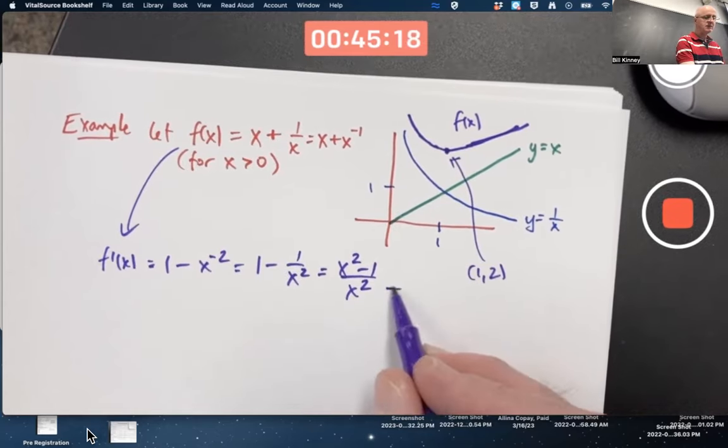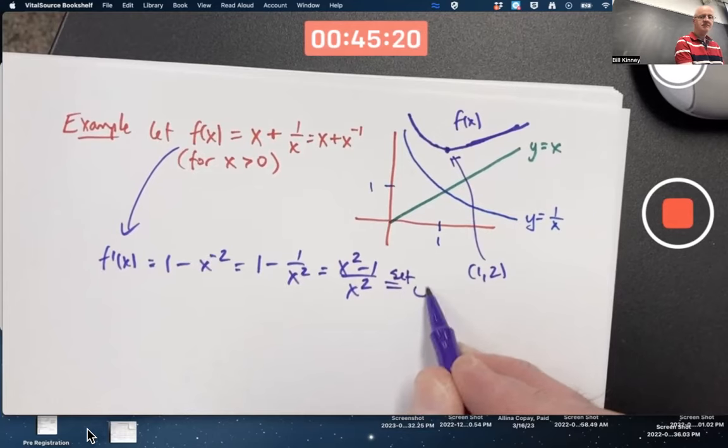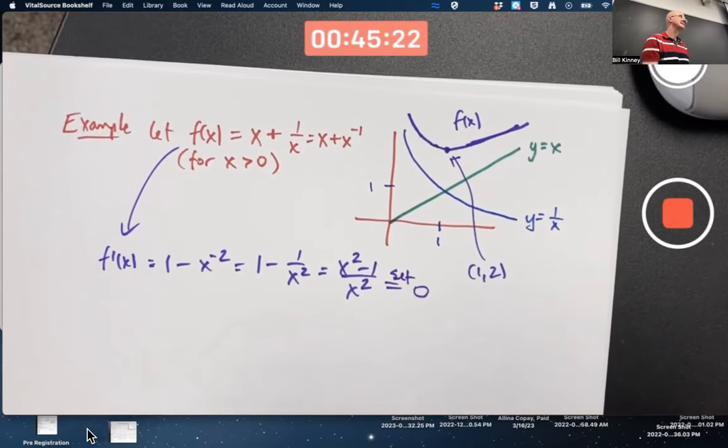If I set this equal to 0 and solve for x, I get what are called the critical points of the function, of the original function f. New terminology: critical point. If I set the derivative equal to 0, you may want to write this down. If you set the derivative equal to 0 and solve for x, what you're finding are called critical points.